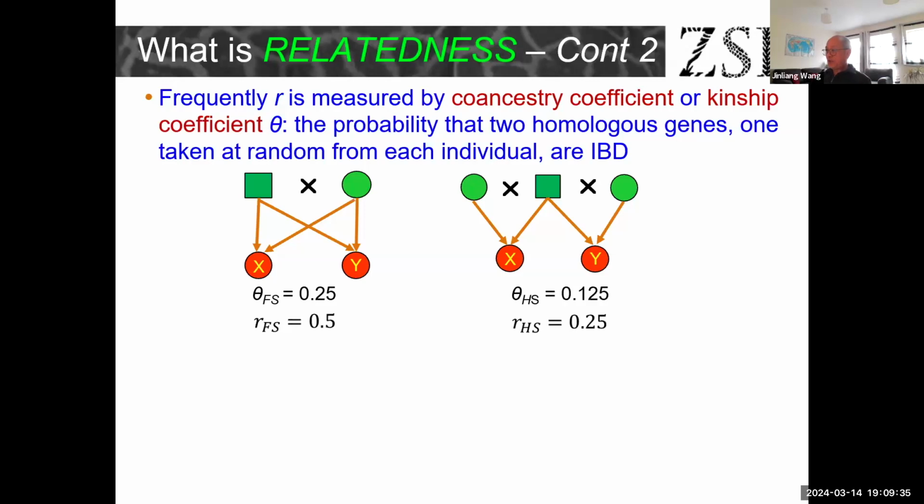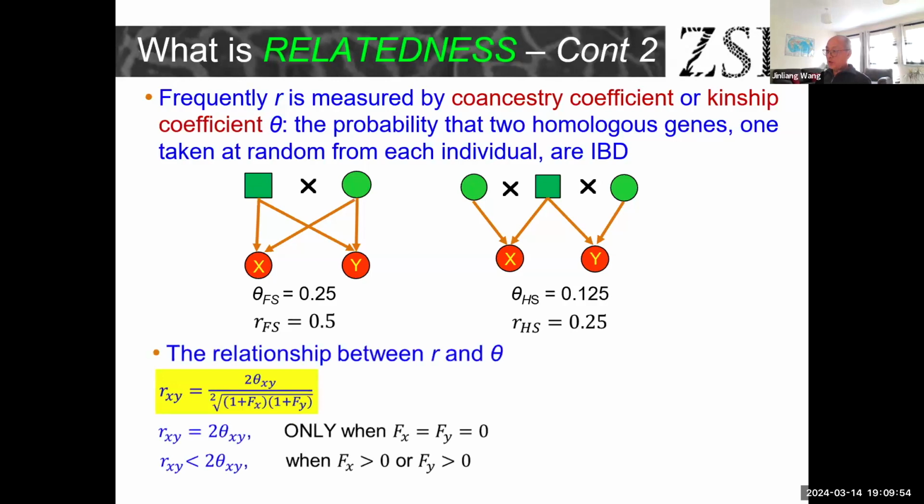So from this, it seems that there is a fixed relationship between relatedness and coancestry. Relatedness is always 2 times the coancestry coefficient, but this is not true. This is just for non-inbred individuals. The general relationship is given by this little formula. So only when fx and fy equal 0, we have r equals 2 theta. Otherwise, r is smaller than 2 theta.